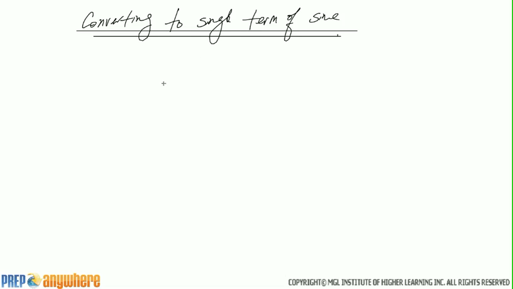Okay. So let's say we have a sum of sine and cosine. Very simple. There is actually a way for us to convert this into a single term of sine. Okay, so how do you do that? So this is actually related to the compounded angle formula.